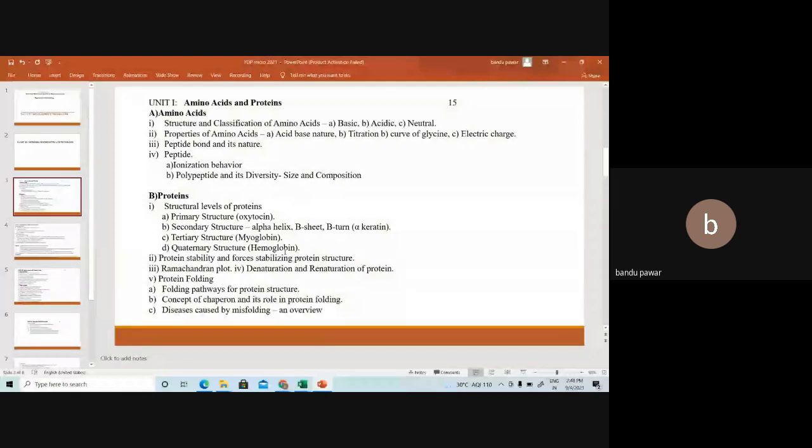Then quaternary structure, many proteins having more than one subunit. Like we all know that antibodies are proteins composed of two different subunits. There are two light subunits and two heavy subunits present in antibodies. Then also hemoglobin. In hemoglobin, two alpha subunits and two beta subunits are present.